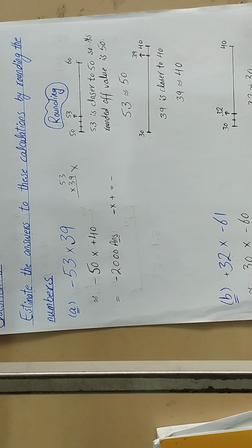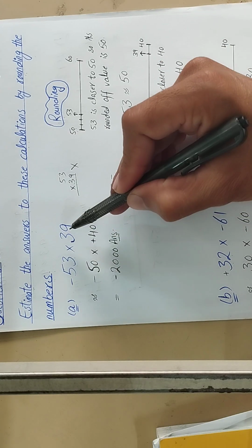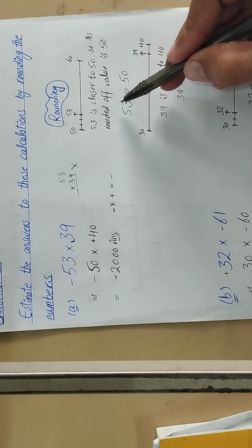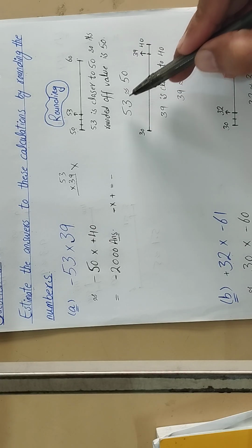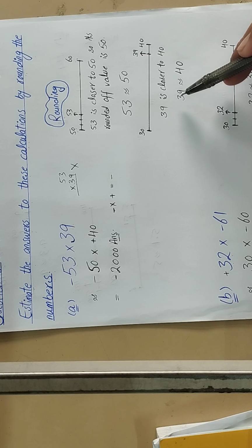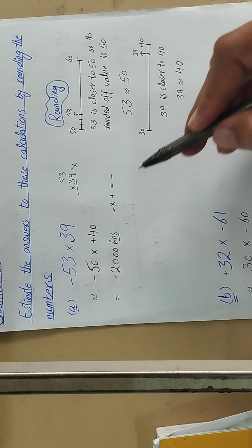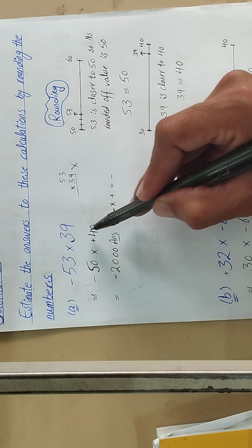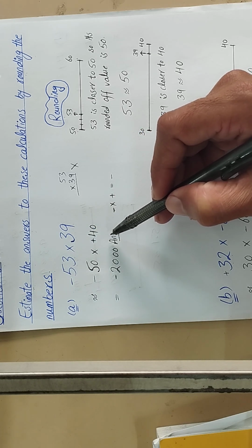The first step is to round off both the numbers of the calculation. When we round off 53, we get 50 because 50 is closer to 53. And when we round off 39, we get 40 because 40 is closer to 39. The closer number is our rounded off value. This one is 50, this one is 40. I hope you understood the idea of how to round off the numbers.